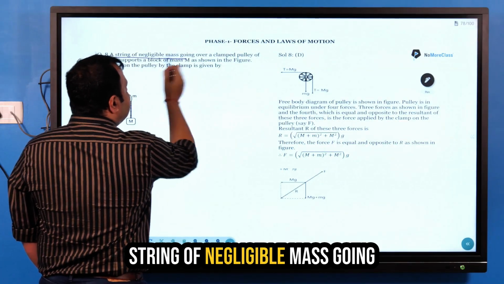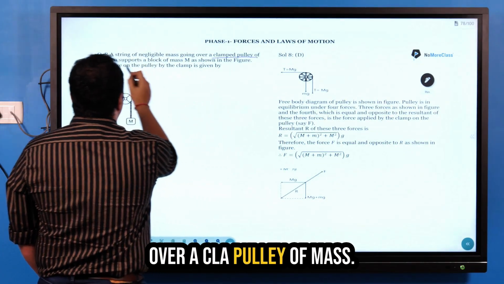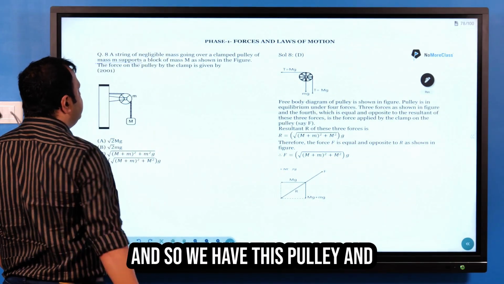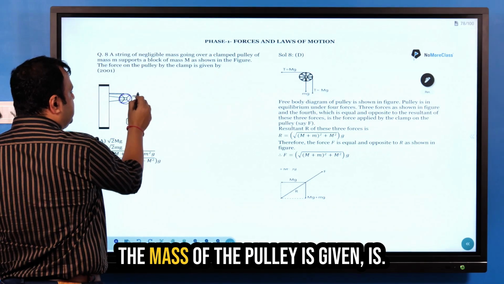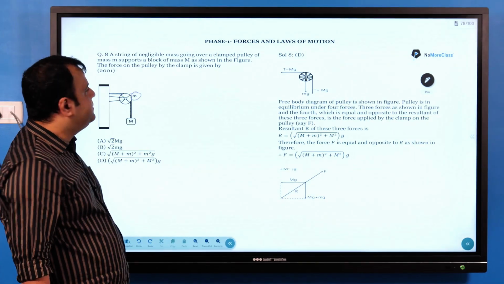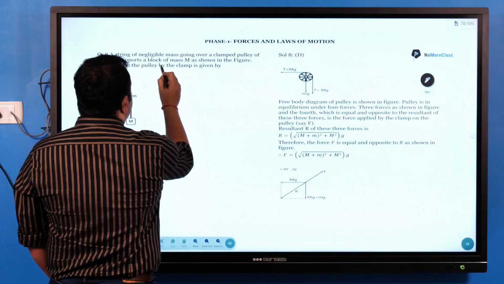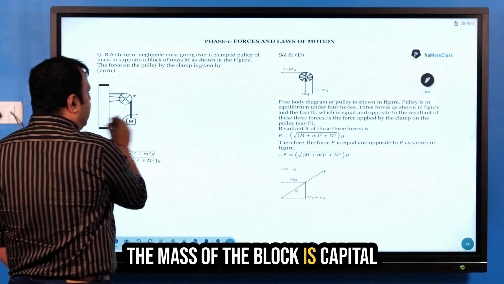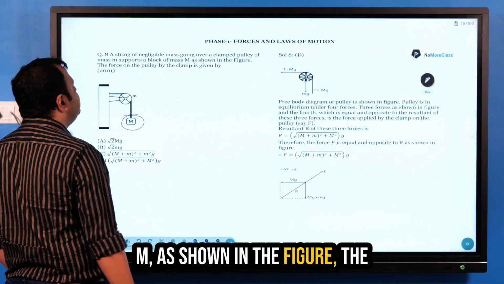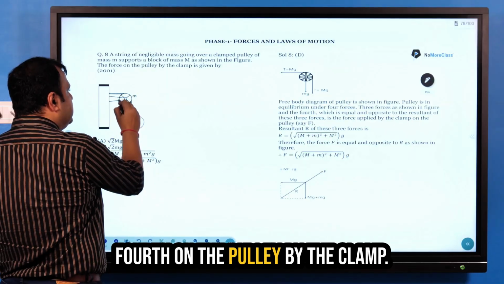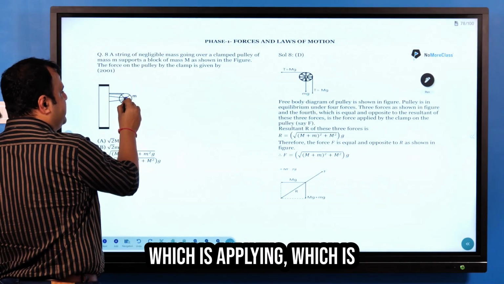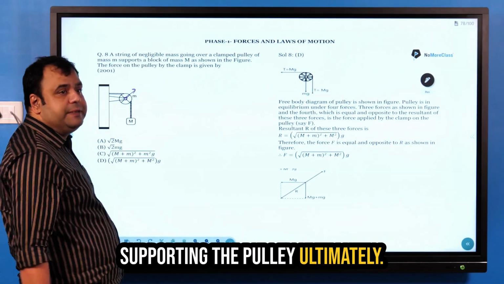A string of negligible mass going over a clamped pulley of mass m. So we have this pulley and the mass of the pulley is given as m. Then this is a clamp. The mass of the block is capital M as shown in the figure. The force on the pulley by the clamp. So this is the clamp, which is supporting the pulley ultimately.